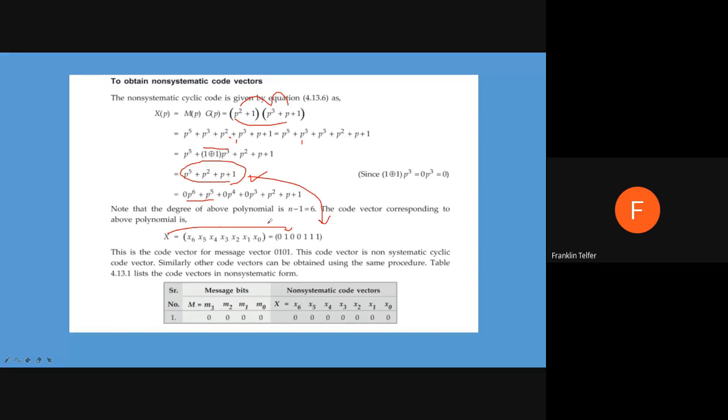So the degree of our polynomial can be taken as n minus 1, which is equal to 6. Okay, that is how many degrees you will get here. So you take n minus 1, n is 7, 7 minus 1 is 6. You will have up to 6 degrees. So this is the code vector of the message vector 0, 1, 0, 1. For the one message we have found the code vector. This code vector is a non-systematic cyclic code vector. Similarly, other code vectors can be obtained by the same procedure. Okay, that's what is given here on the next slide.